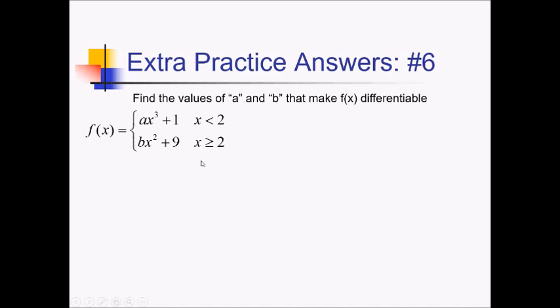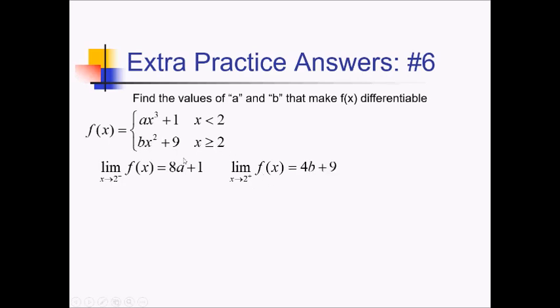So I have to take the left and the right side limit at 2. So the left side limit as x approaches 2. That's using the before 2 rule. Plugging 2 into this, we're going to have 2 cubed, which is 8. So 8a plus 1. And then the right side limit at 2. Now we're using the after 2 rule. So this is going to be b times 2 squared, so b times 4, or 4b plus 9.